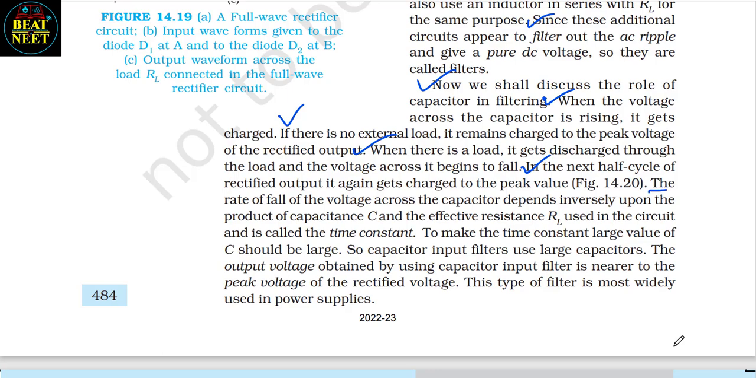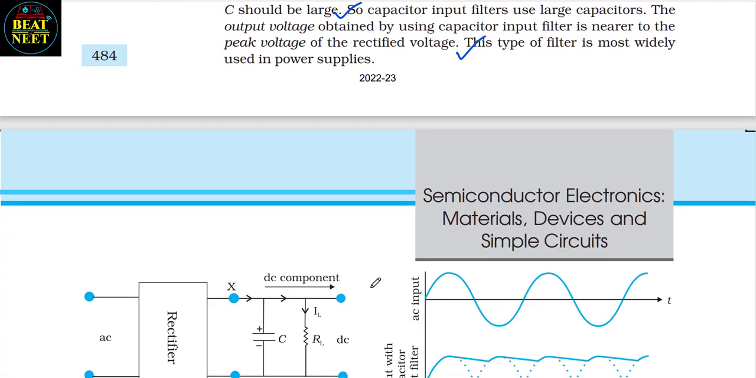The rate of fall of the voltage across the capacitor depends inversely upon the product of capacitance C and the effective resistance RL used in the circuit and is called the time constant. To make the time constant large, value of C should be large. So capacitor input filters use large capacitors. The output voltage obtained by using capacitor input filter is nearer to the peak voltage of the rectified voltage. This type of filter is most widely used in power supply.